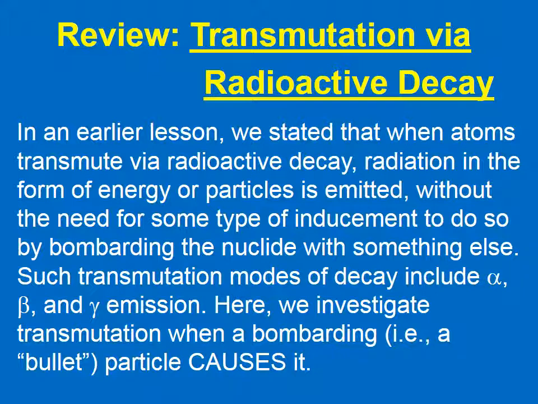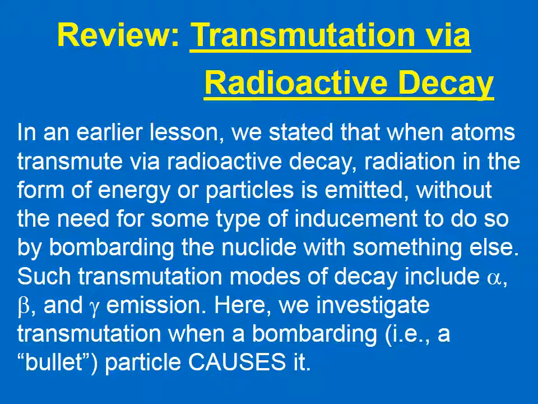Let's review transmutation via radioactive decay. In an earlier lesson, we stated that when atoms transmute via radioactive decay, radiation in the form of energy or particles is emitted, without the need for some type of inducement to do so by bombarding the nuclide with something else. Such transmutation modes of decay include alpha, beta, and gamma emission.